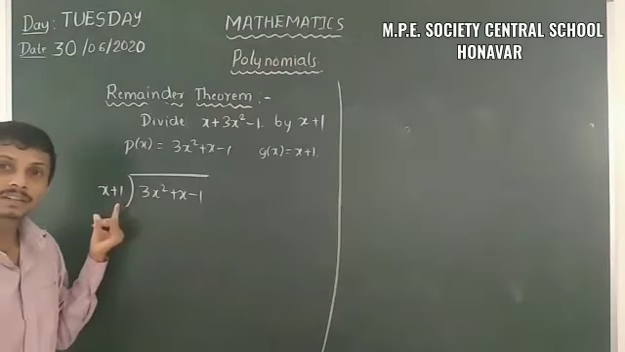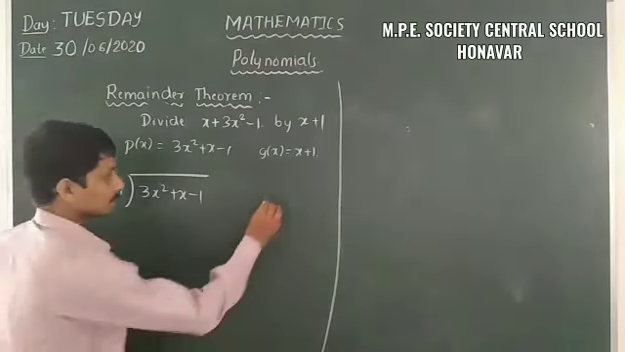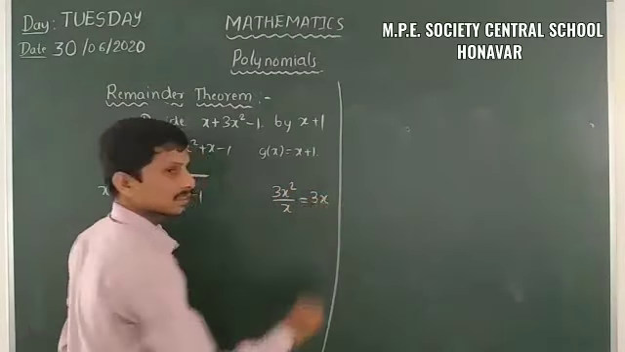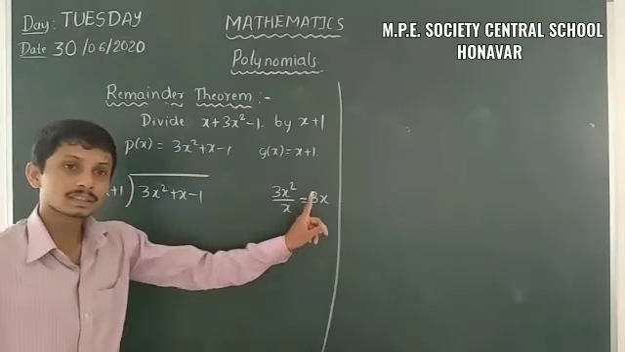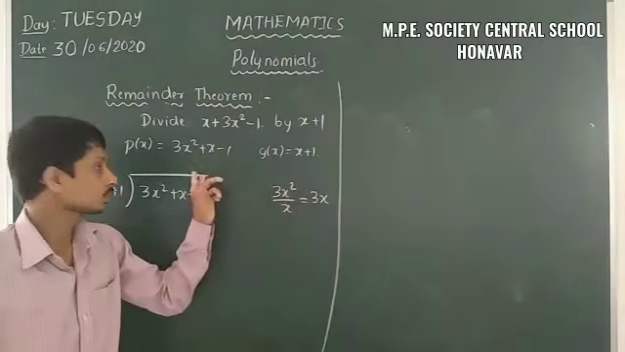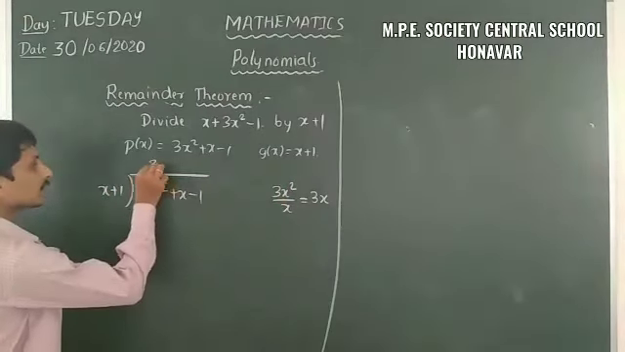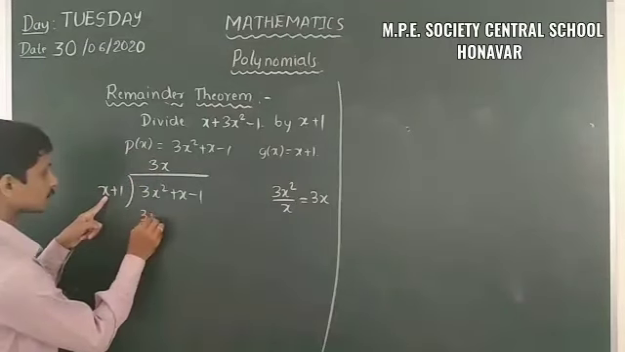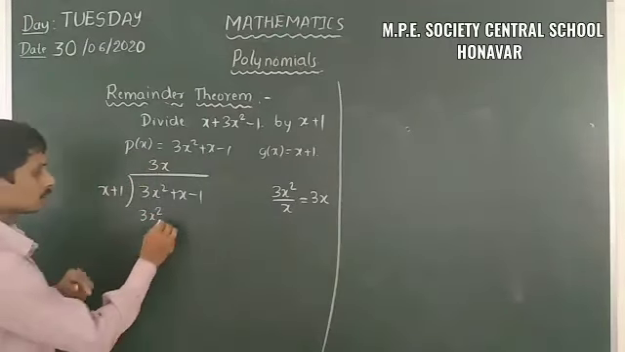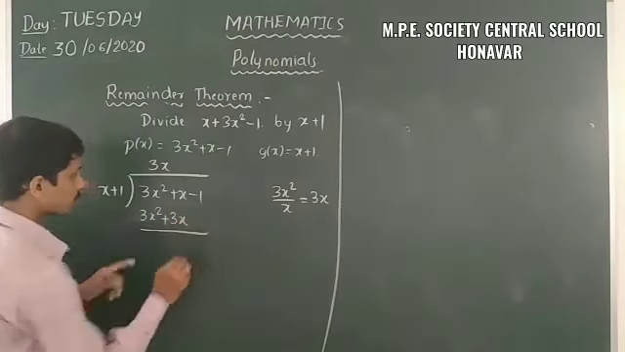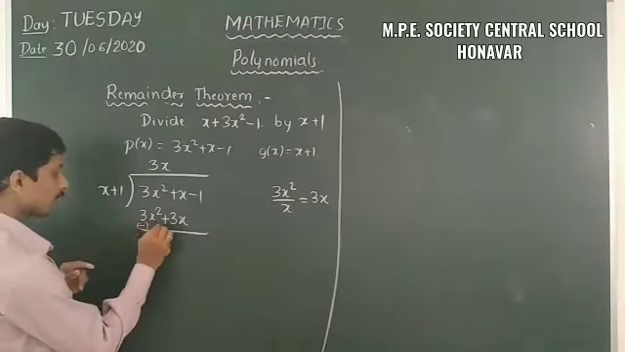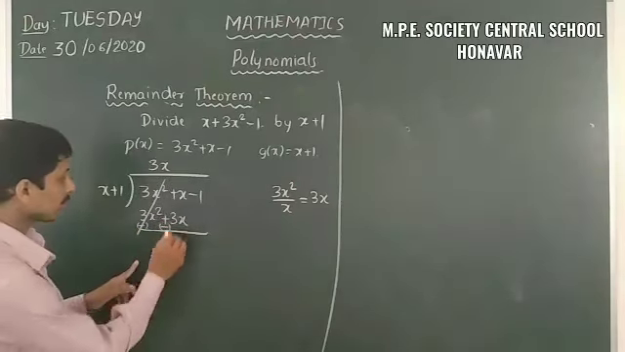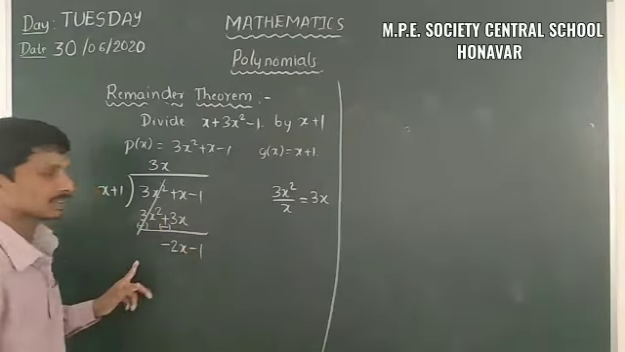We have to first divide these two terms, 3x square by x. So that means 3x is the answer. Here 3x can be written in the quotient place. So 3x is the quotient for the first division. So 3x into x plus 1 gives 3x square plus 3x. We have to change the sign here, minus, and here also minus. So after that it cancels out, then minus 2x minus 1 is there.